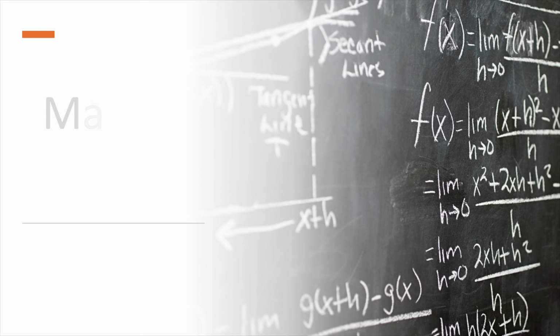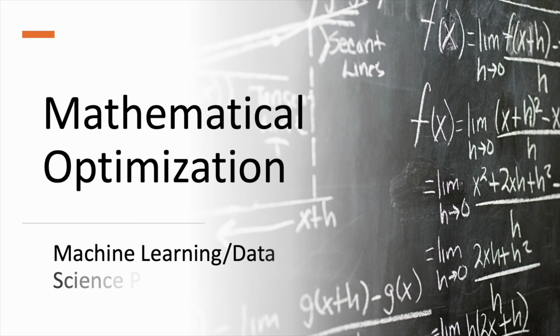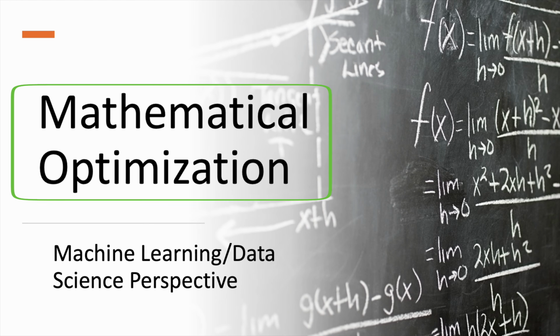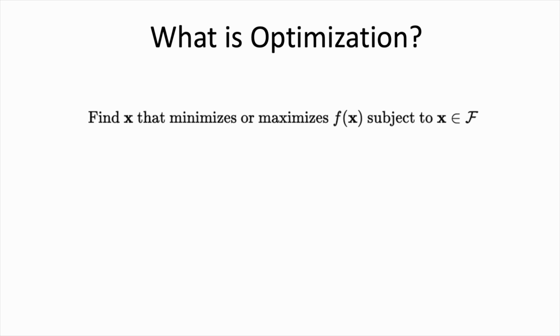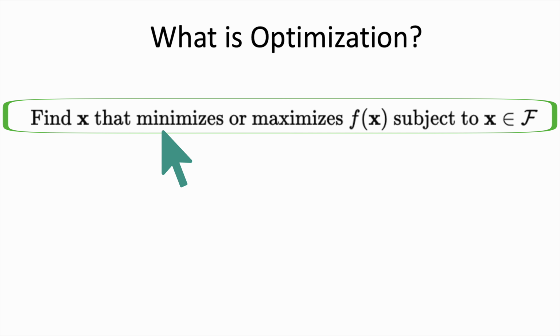Today we're exploring mathematical optimization, a foundational concept at the core of machine learning, deep learning, and modern AI. Mathematical optimization is the process of finding the best possible solution by minimizing or maximizing a function subject to a set of constraints. In formal terms, find the vector x that either minimizes or maximizes the function f of x, where x belongs to script f, the feasible region.